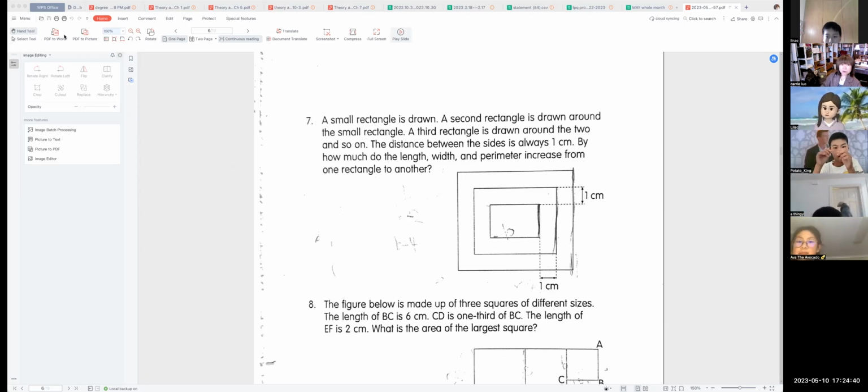So we would like to know what the perimeter of the first rectangle is, and what is the perimeter of the second one, and what is the perimeter of the third one? Okay. So we don't know the very first one, so I can just make it easier for you. This is 6, this is 5. Okay. So 5 centimeters and 6 centimeters.